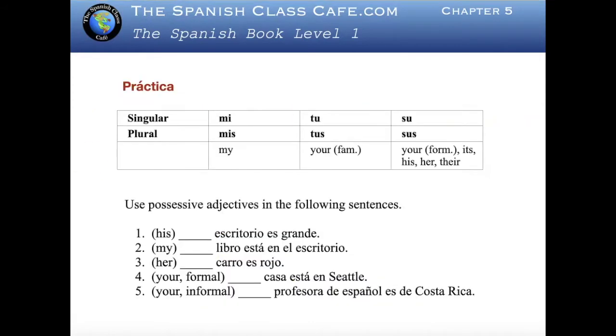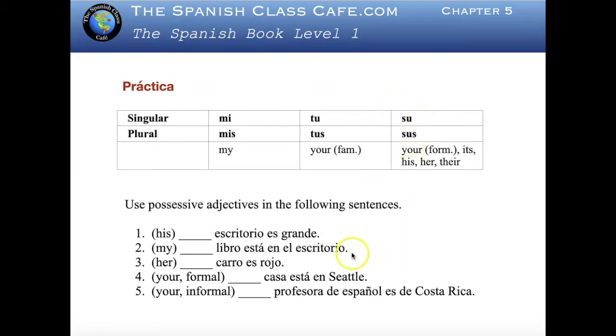Okay, let's go and try to practice a little bit and see if you can do this. Think for a few seconds and see which one goes here. Okay, that's right. That will be his. Now, escritorio singular, then you have to say su. Su escritorio es grande. His desk is big.